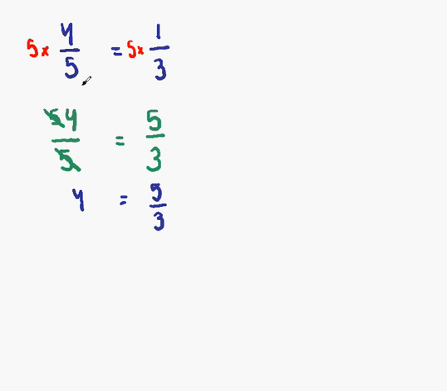If you think about it, every time we multiply by 5, or if it were a 7 on the bottom, we would multiply by 7, all that happens simply is that the bottom part of the fraction disappears, leaving us with whatever's sitting on the top, in this case y. So we have y equals 5 over 3, and that's our final answer.